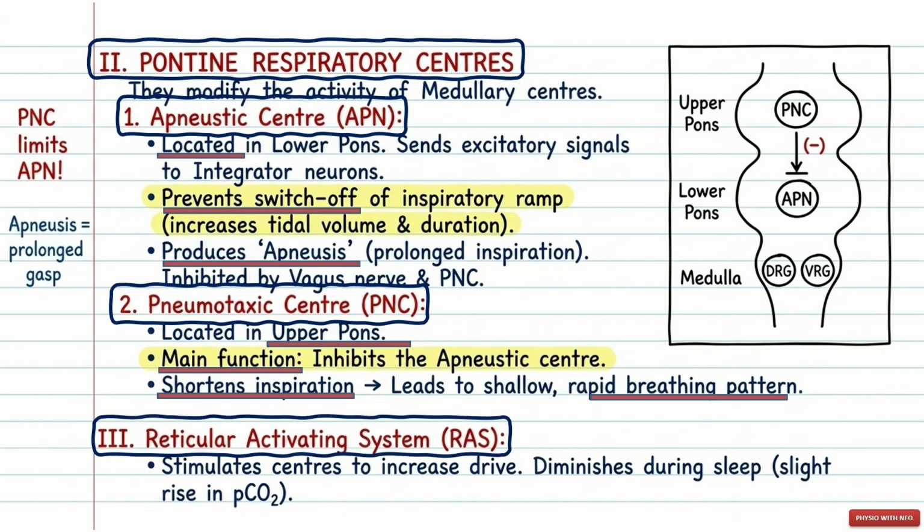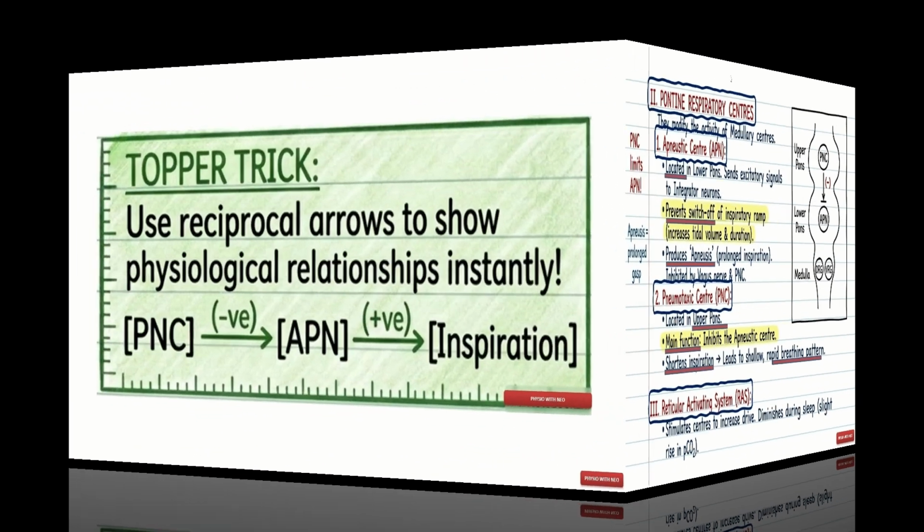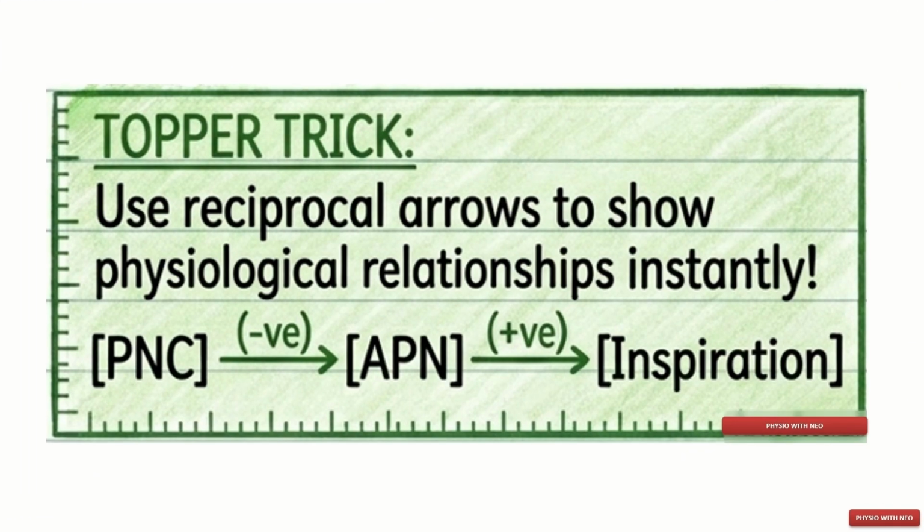And lastly, the reticular activating system. It stimulates the centers to increase drive, which diminishes during sleep. You can use these reciprocal arrows to show the physiological relationship instantly. That is, pneumotaxic center acts like a brake, so it inhibits the apneustic center. And as I said, apneustic center acts like an accelerator, so it stimulates the inspiration, causing the prolonged inspiration, that is apneusis.